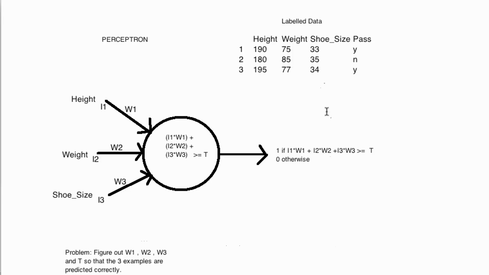Now once I'm done with example 3, I would go back and start all over again with example 1. I keep cycling through these three, and every time I get an error in the output, I keep adjusting the weights and the threshold. My goal is to make it through all three of these and correctly have predicted whether they passed or not. I hope that's clear.